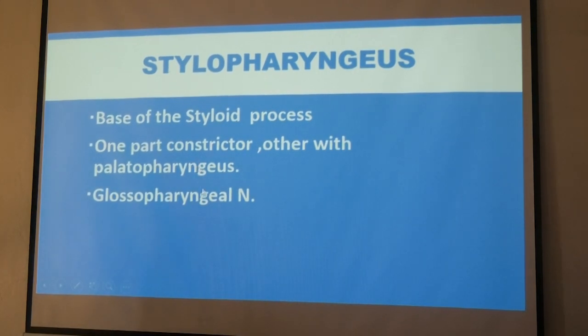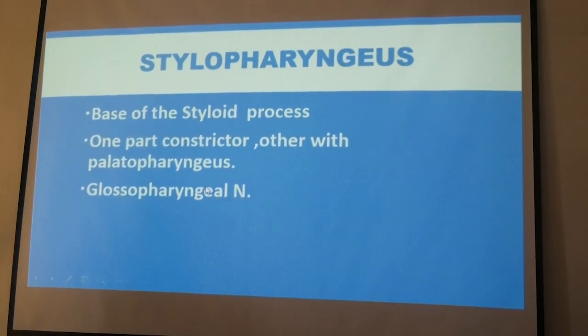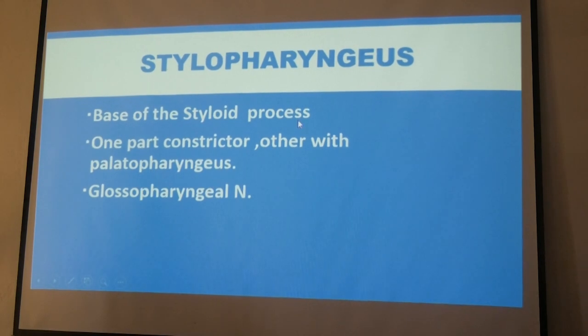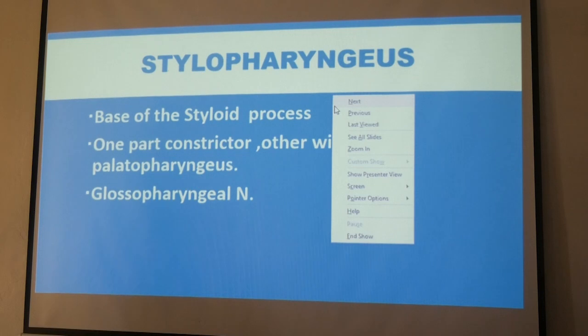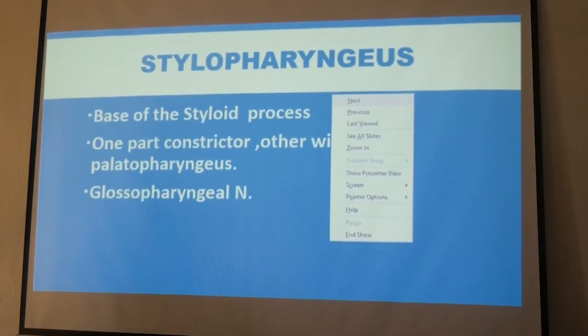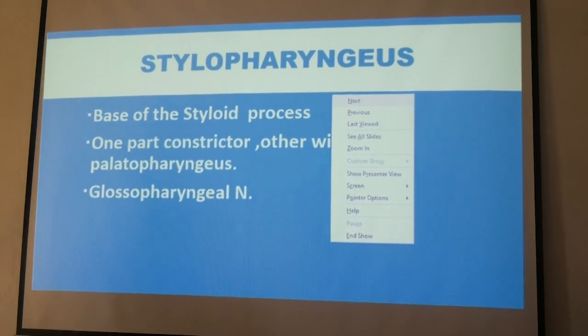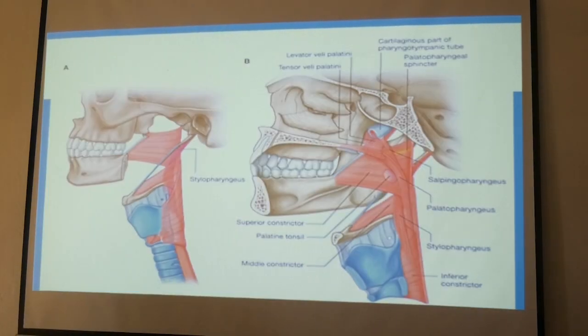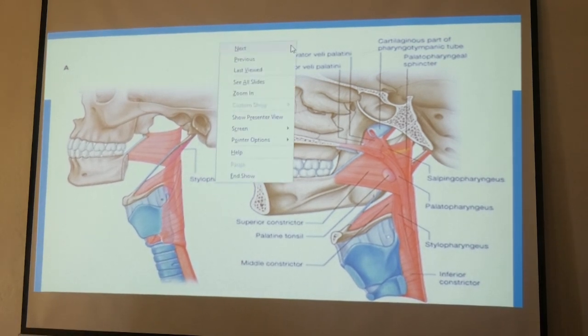This is the only muscle in the pharynx which is supplied by the glossopharyngeal nerve: stylopharyngeus. The remaining 5 muscles are supplied by the cranial root of the accessory nerve.